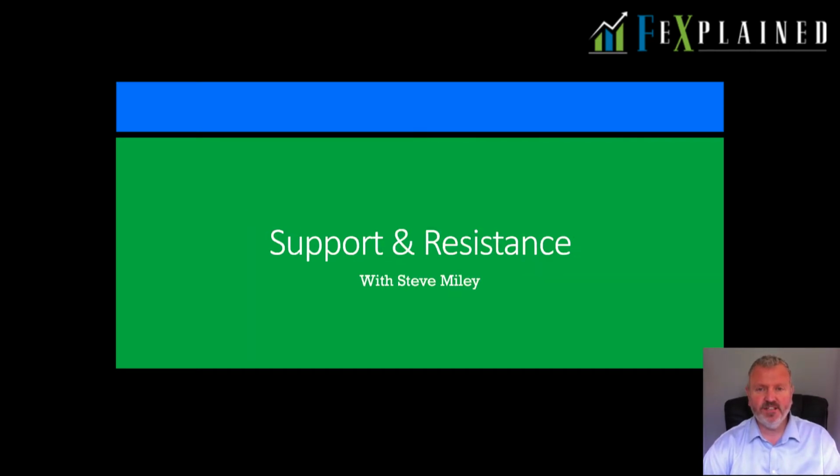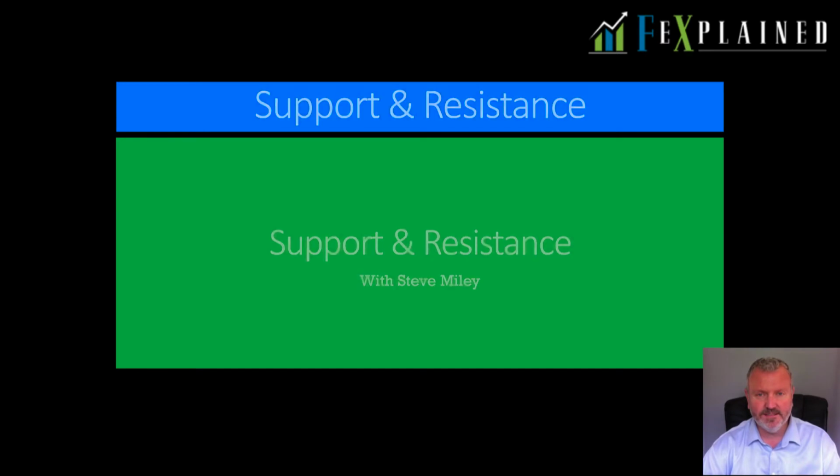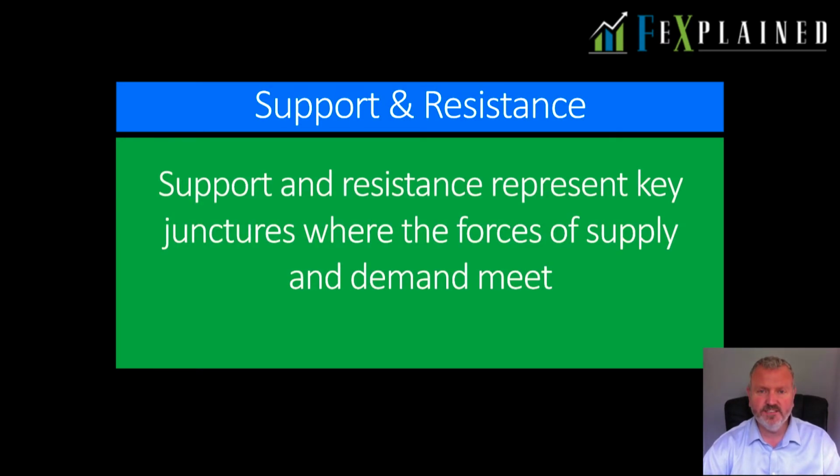So in this Master Academy we're going to be taking a look at support and resistance, key factors for the technical analyst. So what are support and resistance? Well, support and resistance represent key junctures where the forces of supply and the forces of demand meet, where the market might pause and in the case of support rebound, or in the case of resistance then come back lower, or if we break these support and resistance levels the market can accelerate.